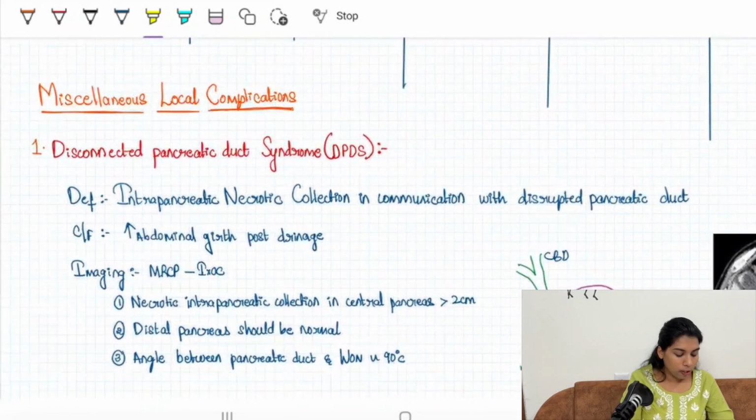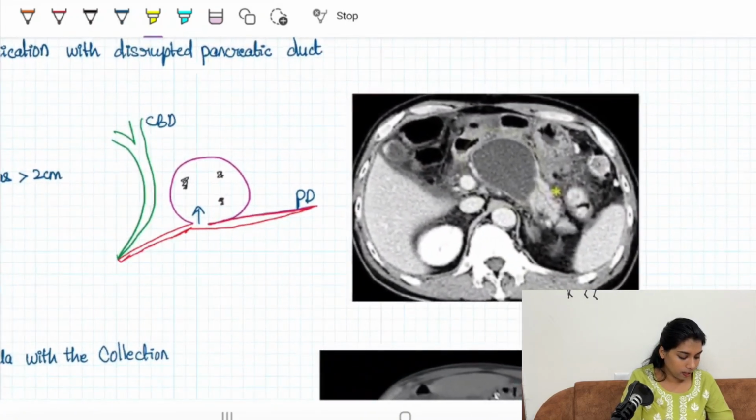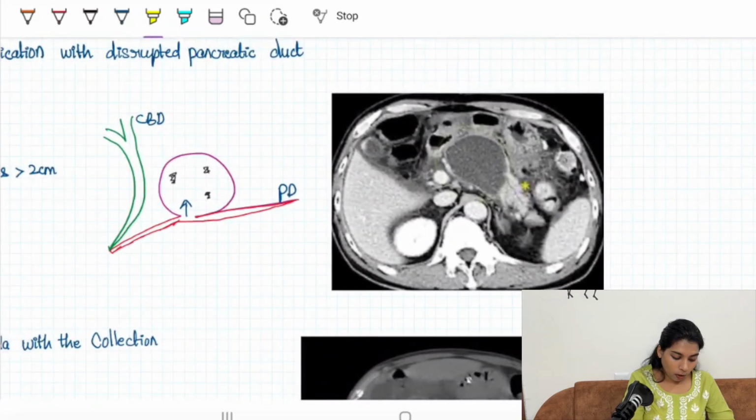Now we'll see a few miscellaneous local complications. These are very important to be learnt, to be written in your reports, and they're repeated spotters as well from an exam point of view. The first most important one being disconnected pancreatic duct syndrome. So basically what is happening in this case is there is a necrotic collection which is sitting in the central part of the pancreas, right?